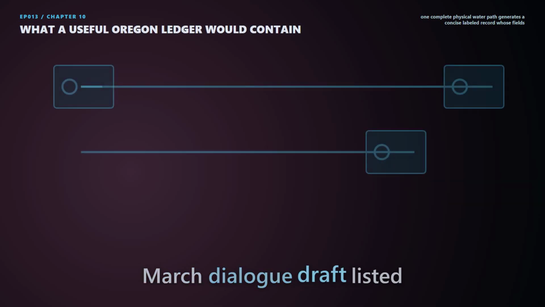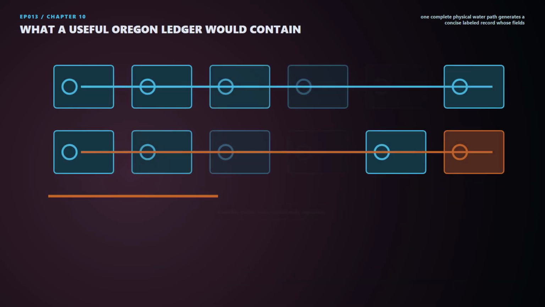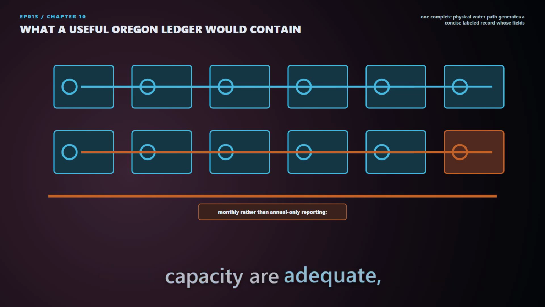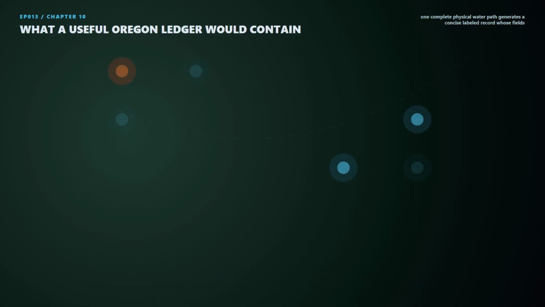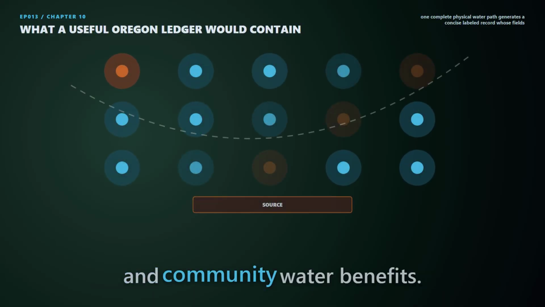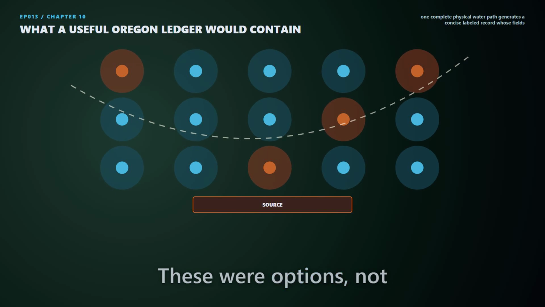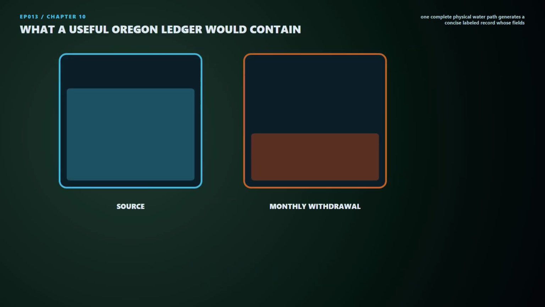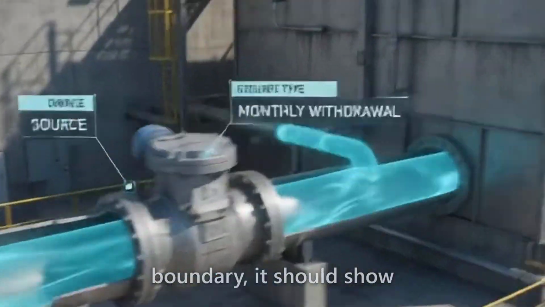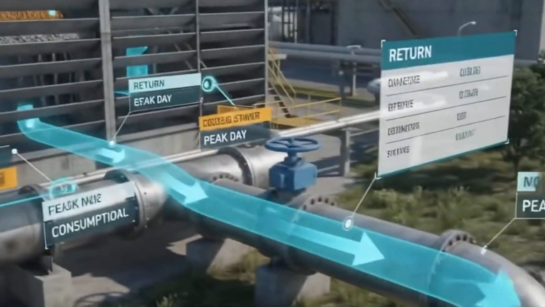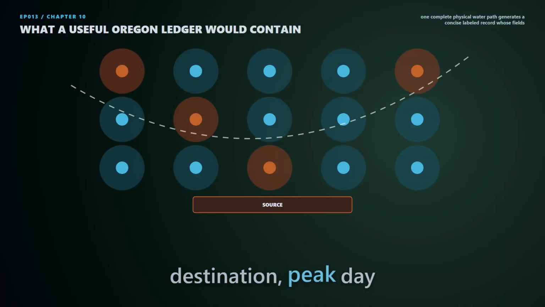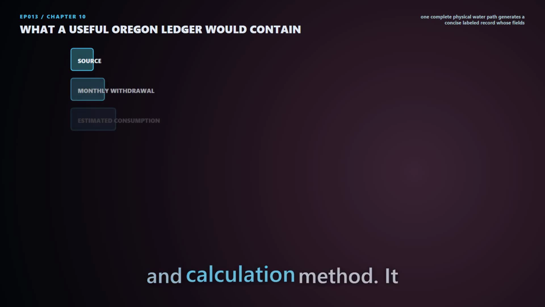The March dialogue draft listed possible directions for discussion, including better reporting, citing where supply and wastewater capacity are adequate, performance requirements, municipal forecasting, mitigation, and community water benefits. These were options, not adopted Oregon policy. A usable public ledger starts with common definitions. For each facility or reporting boundary, it should show the source, monthly withdrawal, estimated consumption, discharge or return volume, wastewater destination, peak day demand, reserved capacity, and calculation method.